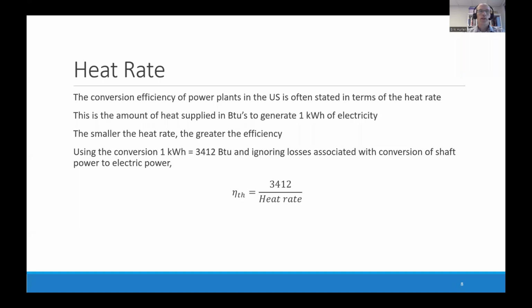The efficiency of electrical power plants in the US is sometimes given as a heat rate. This is how much heat is required in BTUs for the power plant to generate 1 kilowatt-hour of electrical energy. The smaller this number, the more efficient the plant is. Using the various unit conversions and ignoring all losses, the efficiency can then be expressed as eta_th equals 3,412 over the heat rate.